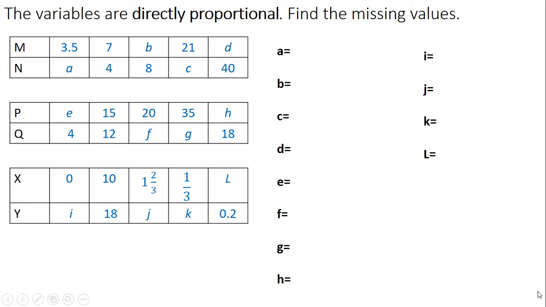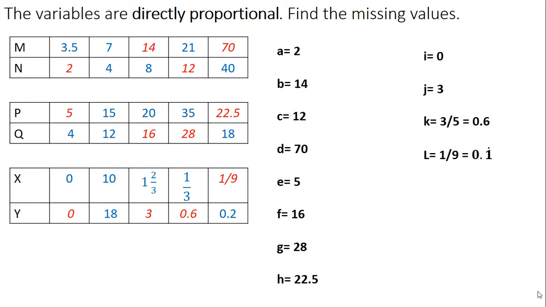Okay, so here are the solutions. Each time you work through these, you should have been thinking about multiplying relationships. So for example, here, to go from 7 to 3.5, we divide by 2, or times by a half. So we have to do the same thing here.